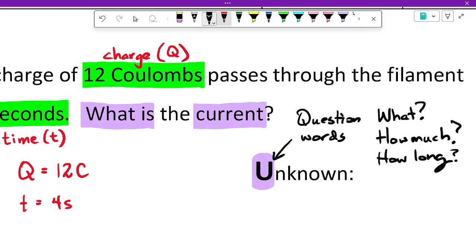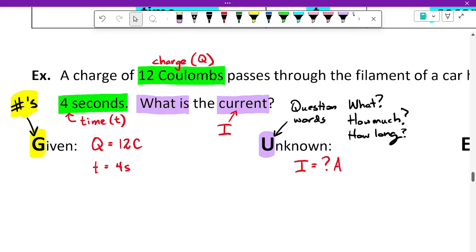Oh yeah, and they're in that box there. Okay. So for our unknown, what is the symbol for current? The symbol for current is I. So we're going to write I equals, and then we can write that we don't know. And if you happen to know the unit for I, you can also put the unit there to remind you. What is the unit for current? A, amps. Okay?